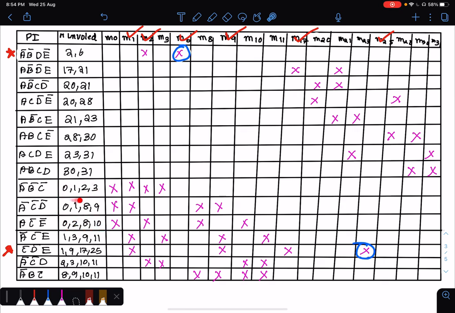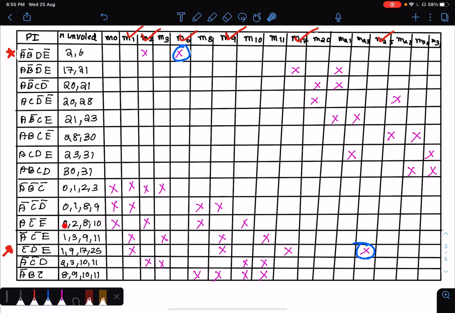So first, only 2 will be covered. In the second and third cases, 9 is already covered, sorry. So 1 is covered, 9 is already covered, so 0 and 8 only will be additionally covered. If I select this cross, 2 will be covered additionally. If I select this cross also, an additional 2 will be covered. But if I select this one, then 3 additional will be covered.